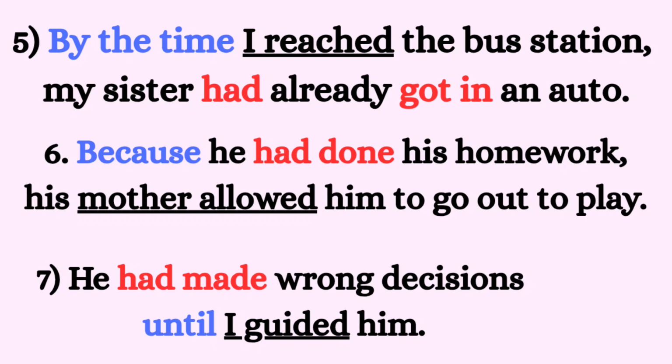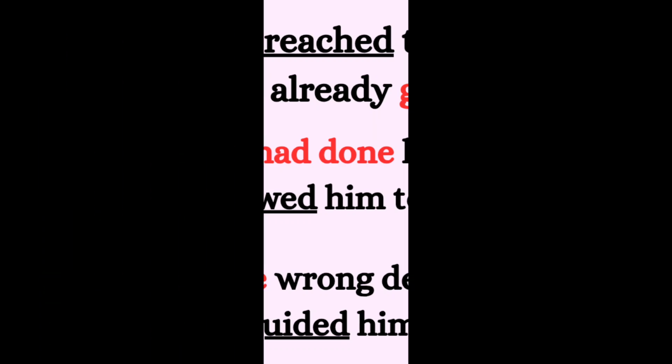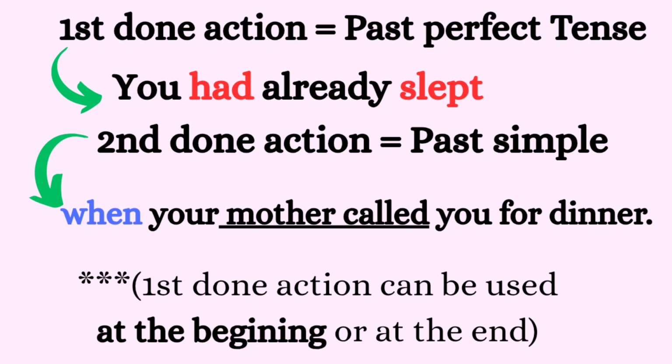I repeat again, once the concept is understood, you create your own examples. First go for small examples, so don't make sentences complicated. Once you are familiar with the concept, then you go for long sentences. First done action equals past perfect tense. Second done action equals past simple.